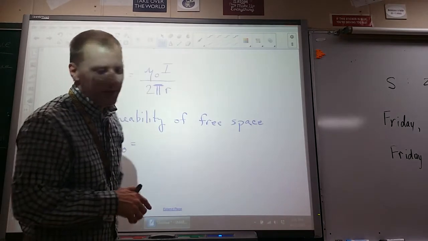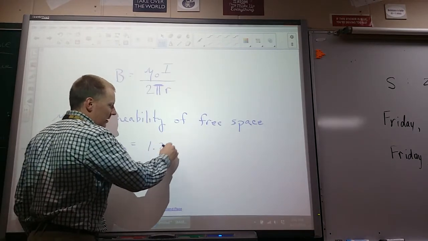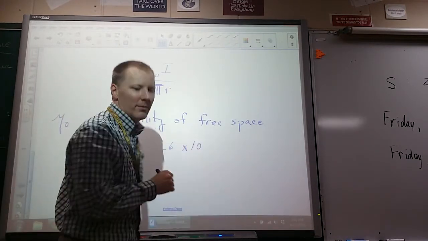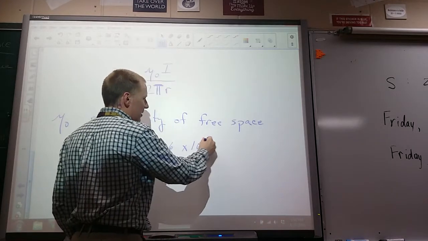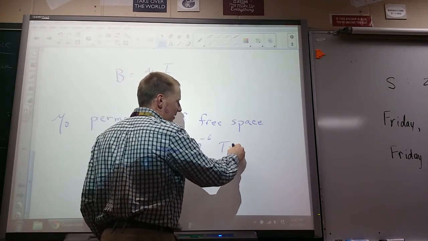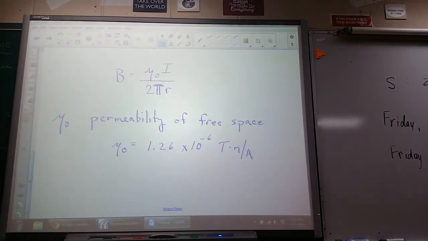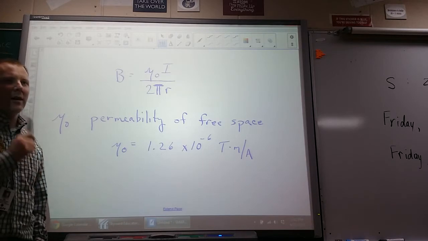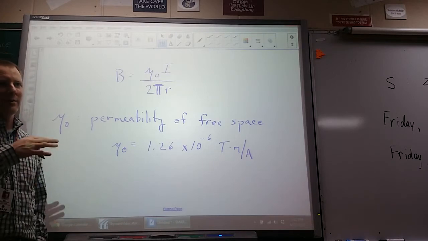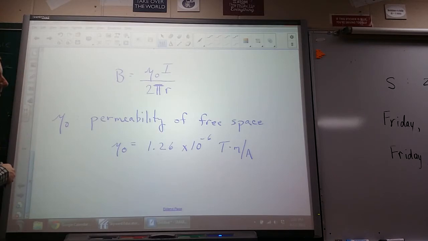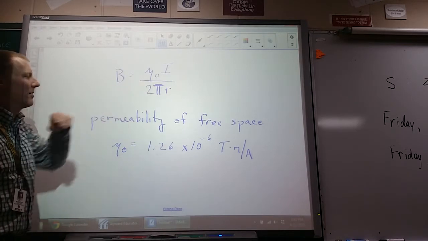It is 1.26 times 10 to the negative 6, and I never remembered this one, with units of Tesla meters per amp. This is a measured value. I don't know if it can be derived from what we've learned about the basic makeup of the universe or not, but it figures heavily into those calculations. We can measure it very accurately because of this relationship.